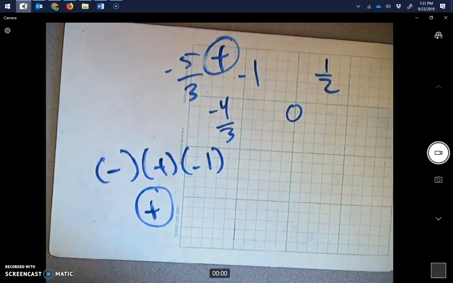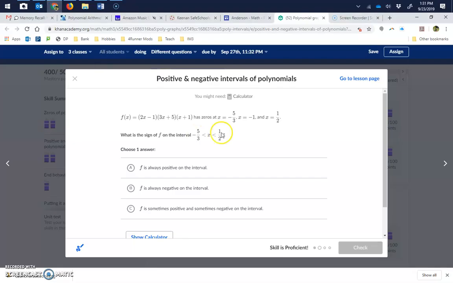Now let's check 0. See if this is negative or if it's positive. So 0 goes in, we get a negative number out. 0 goes in, we get a positive number out. 0 goes in, we get a positive number out. So 2 positives, 1 negative means our answer is going to be negative. So we have a positive and a negative, so it's both options.